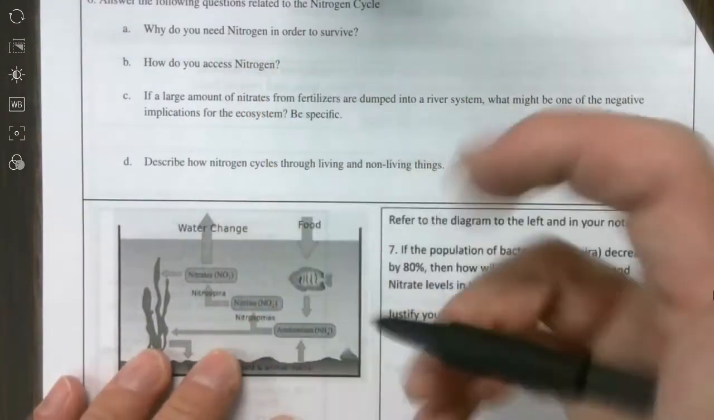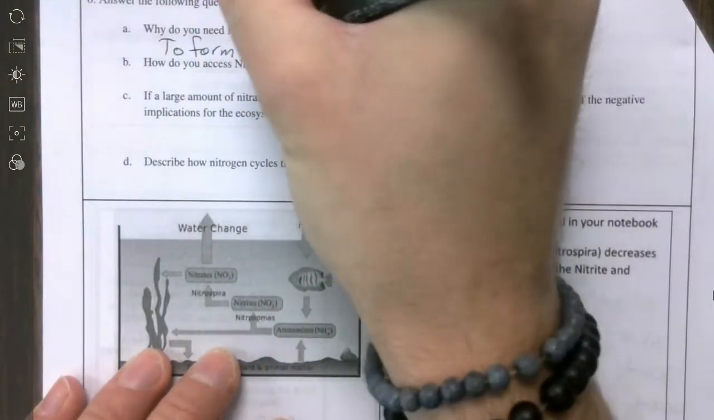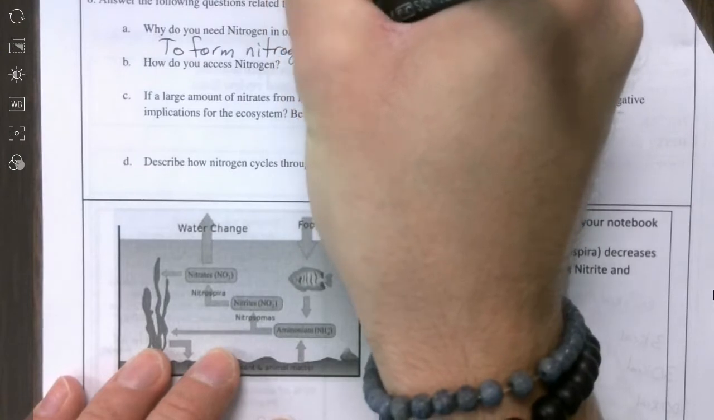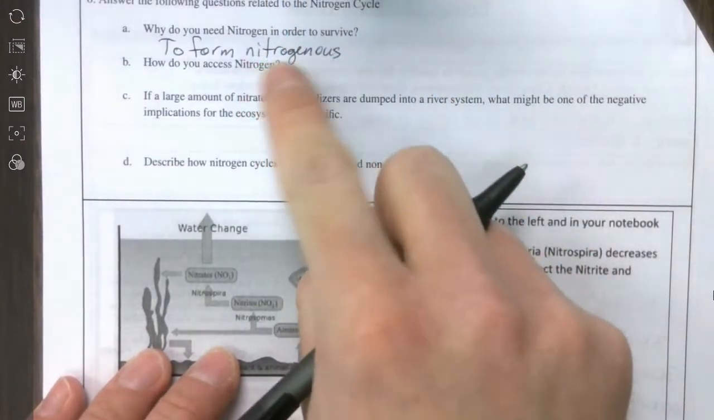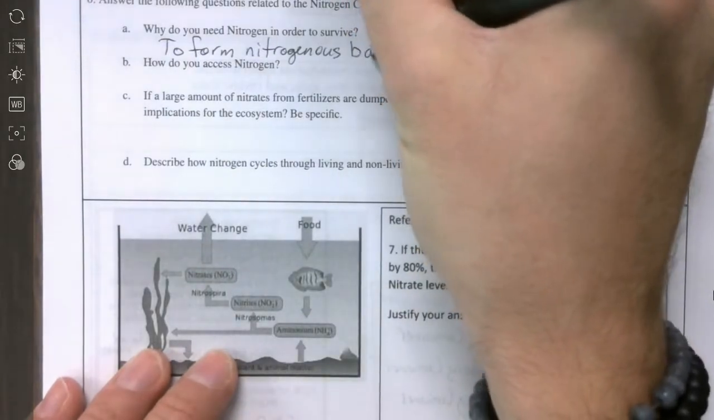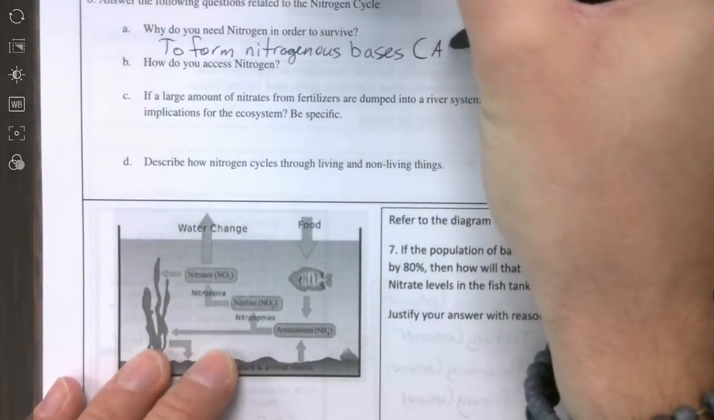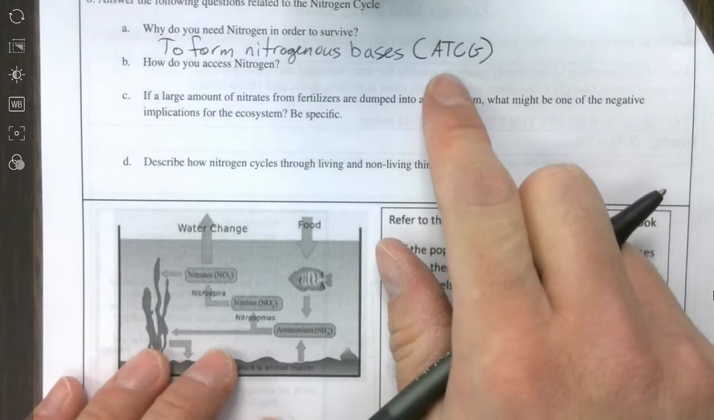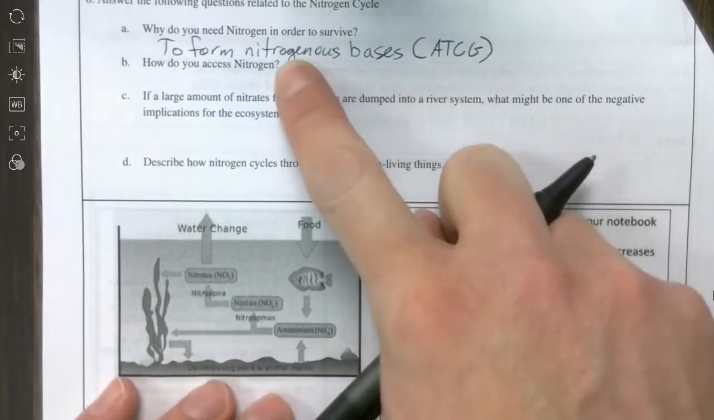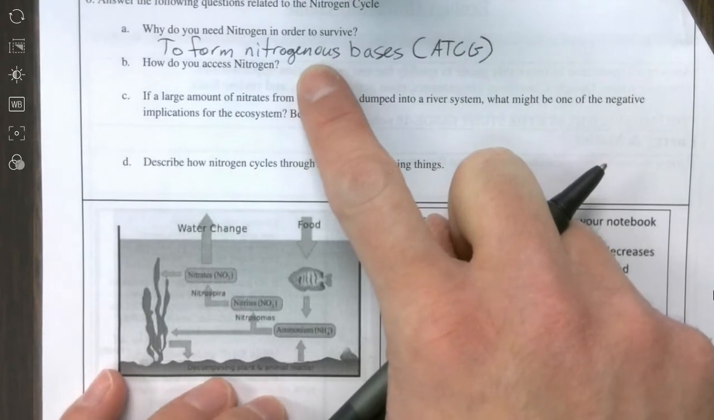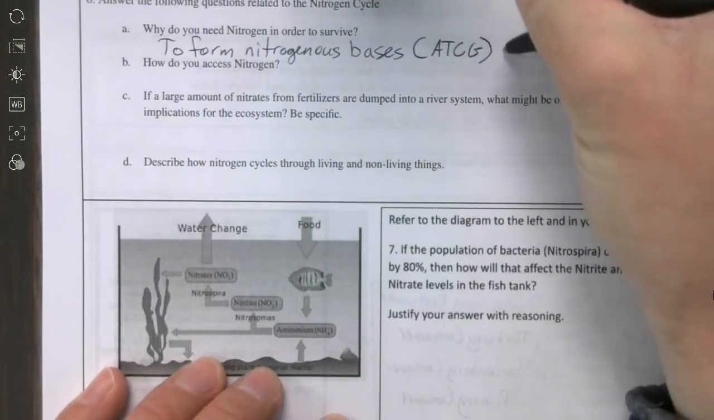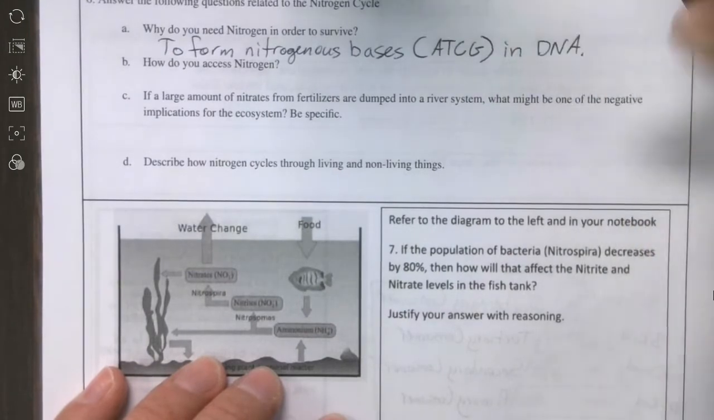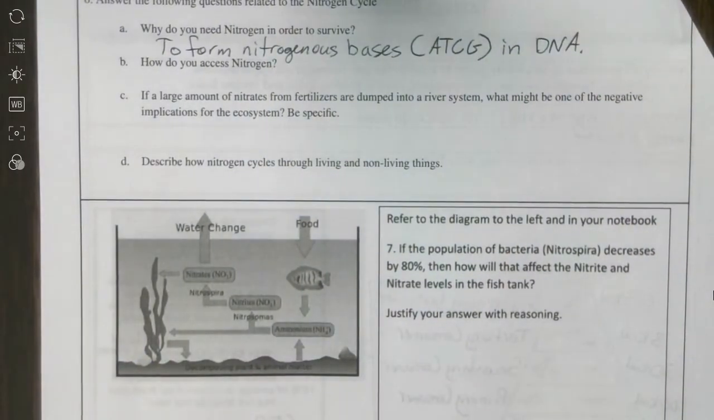So you need nitrogen to form nitrogenous bases, which you don't really need to know what that term is. We'll visit it more when we start talking about DNA. But if you're familiar with these letters, A, T, C, G, adenine, thymine, cytosine, and guanine, those are made up of nitrogen, right? That's why we need our nitrogen in order to survive, is to make our DNA. Without it, no life on Earth would be able to survive.